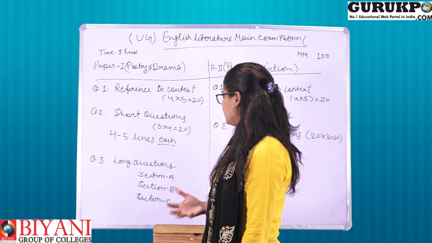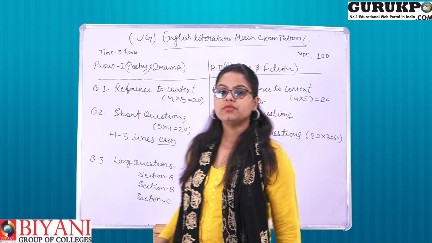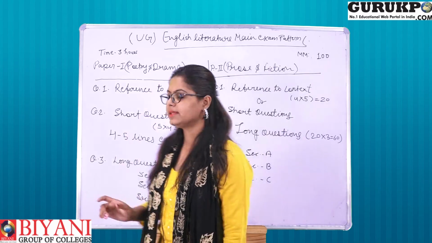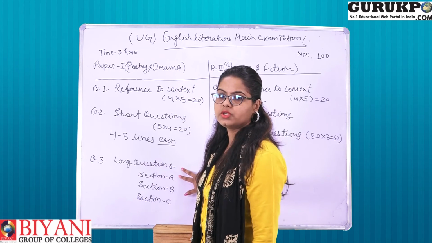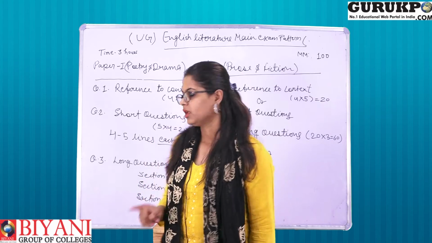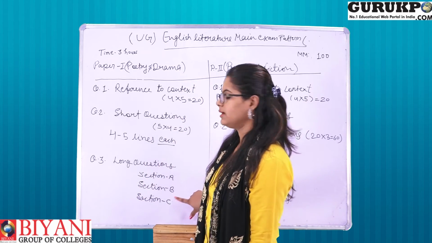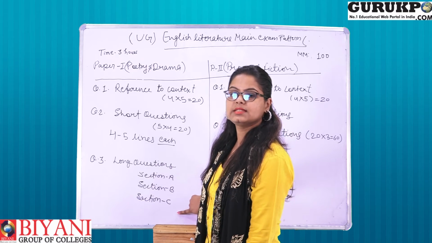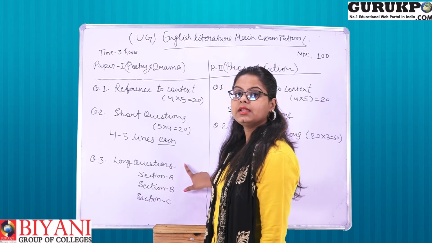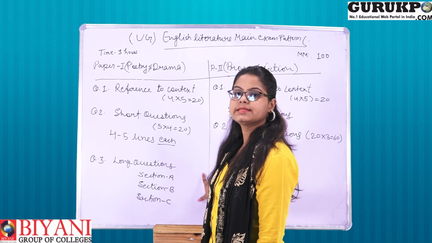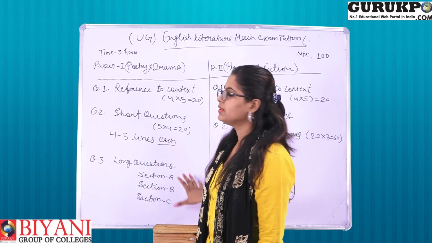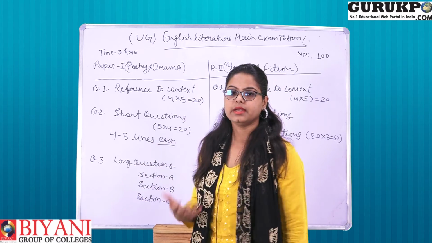I want to tell you one thing about this: the questions will be in OR. For example, in section A you will have 2 questions and you have to do at least one of them. In the second section the same thing will be repeated, and in the third, section C, the same thing will be repeated. These questions will be 20 into 3 equal 60 marks. So in this way we have the sum of 100 marks.